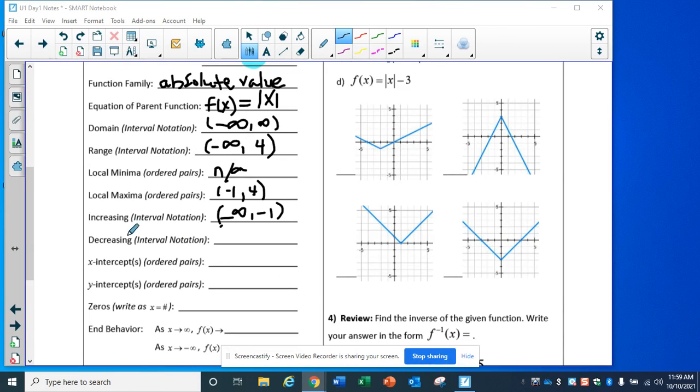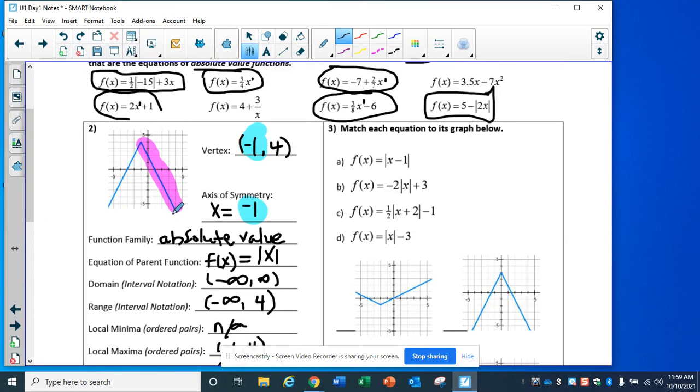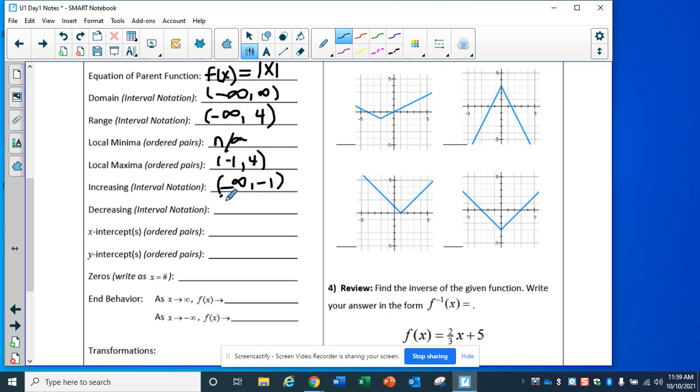Okay, so we will pick up where we left off with the decreasing interval. So that's the right-hand side, right? Because as you go left to right, the slope is going down. But remember, the interval is the x values. So we're looking at the x values. It starts going down when x is -1, and it keeps going down forever as it goes to positive infinity. So that would be my interval for decreasing. It starts decreasing at the vertex at -1, and then it keeps decreasing forever as I go to the right.